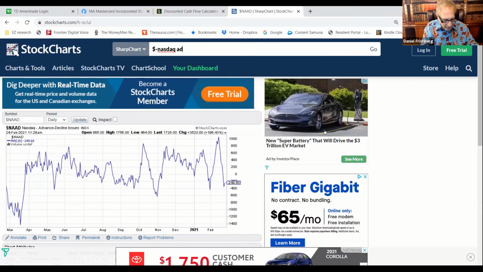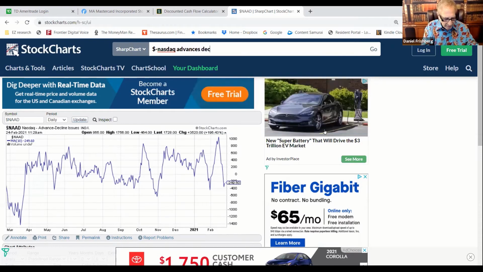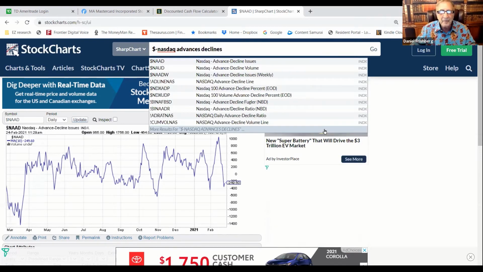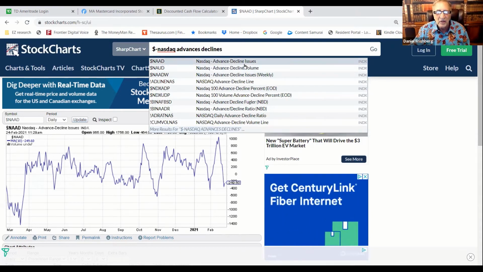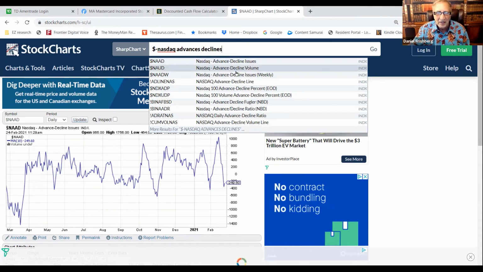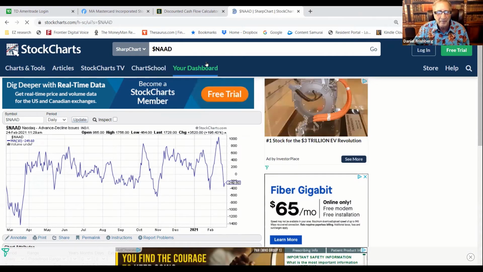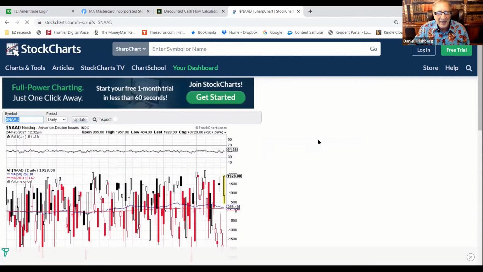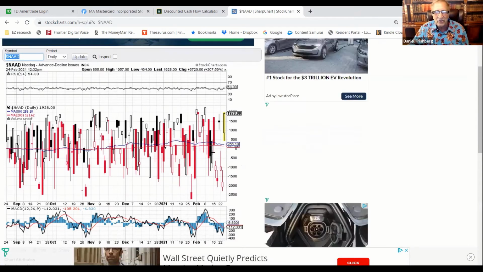And then I'm going to type advances, space, decline. And that's going to give me the choices of doing it with issues, the number of actual stocks going up or down, or the amount of volume going up or down. And I'd like to actually look at both of them, but I'm going to choose that. And that's going to go to this, which is the daily look of that, which tells me very little and is very difficult to work with.